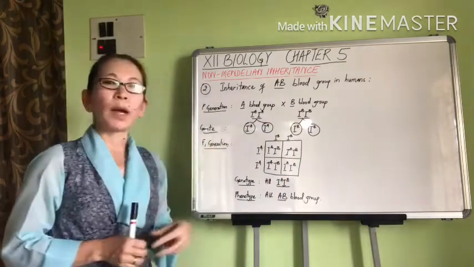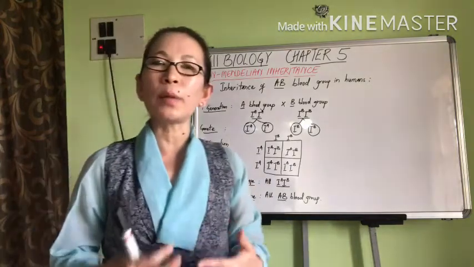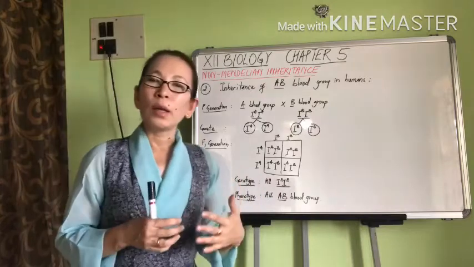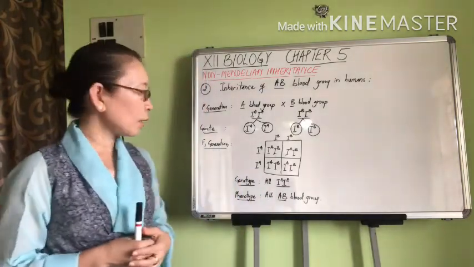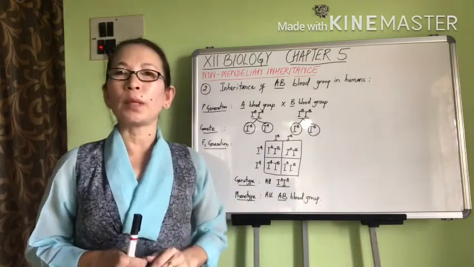Now, from such parents, when we look into the possible genotypes and phenotypes in the progeny, what we find is that the possible genotype in all of the progeny is going to be a heterozygous I^A I^B combination.